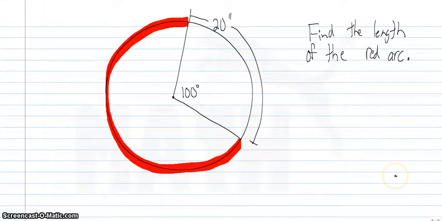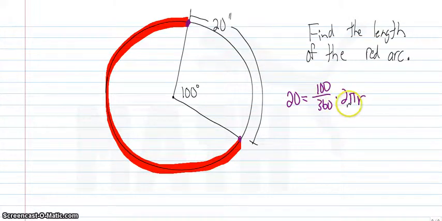This is the last example on section 10.2. The directions say to find the length of the red arc. So starting at this point, traveling along the red arc and getting to that point. We're told that this arc is 20 inches, and it is an arc length. So I could say that 20 is equal to 100 over 360 times 2 pi r. The reason why I'm setting up that equation is so I can find the length of segment r.